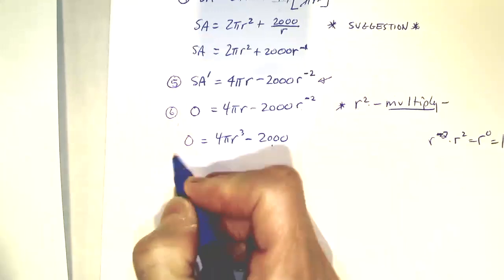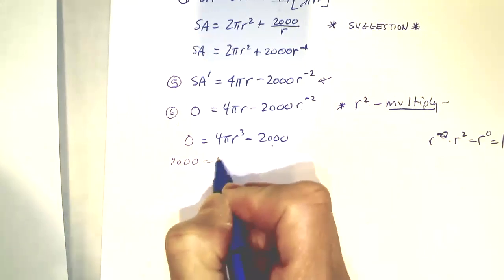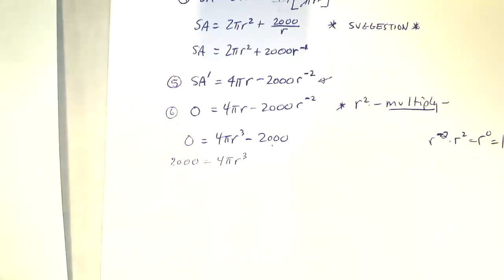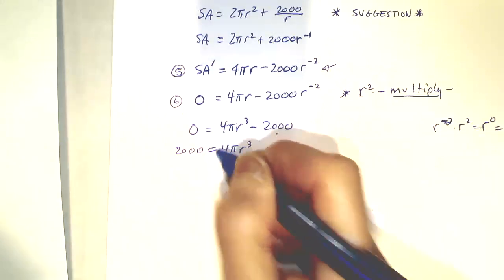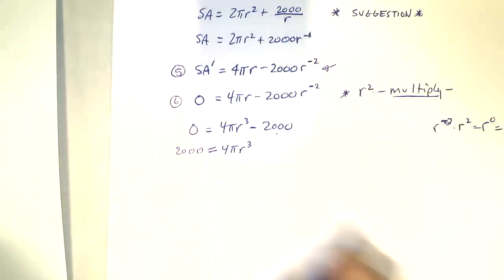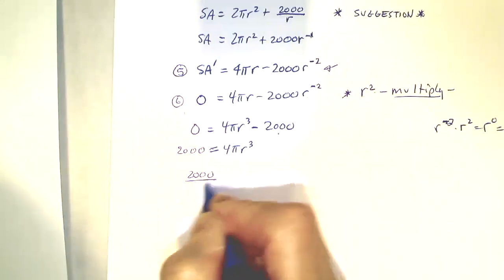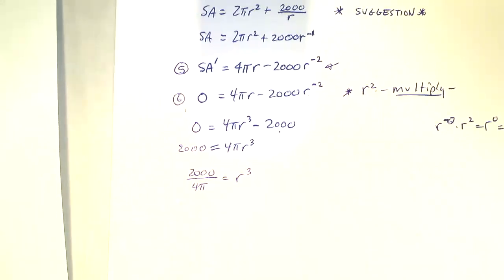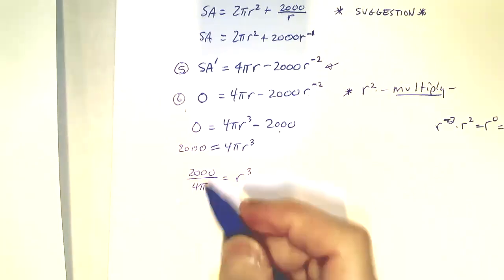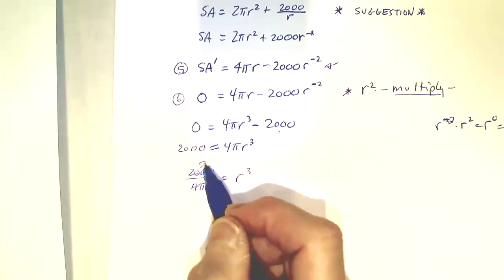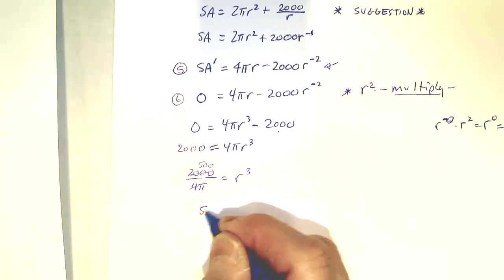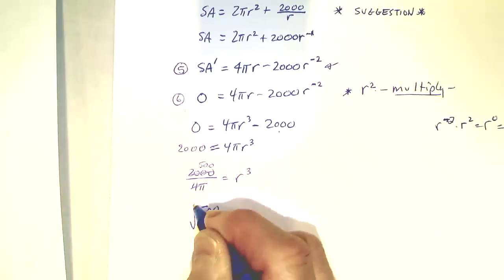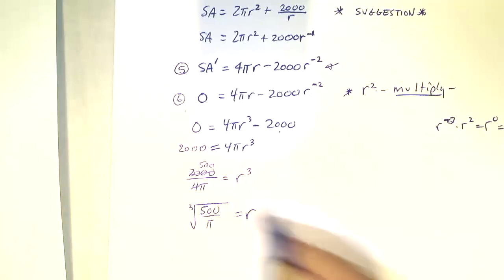Now, you bring the 2,000 over to the other side. Do not touch your calculators, you guys. Keep them by your side. The only time you touch your calculator is on the last step. This is easy enough to reduce. If it wasn't easy, you would leave it. But basically, I can now say that I have solved for r.